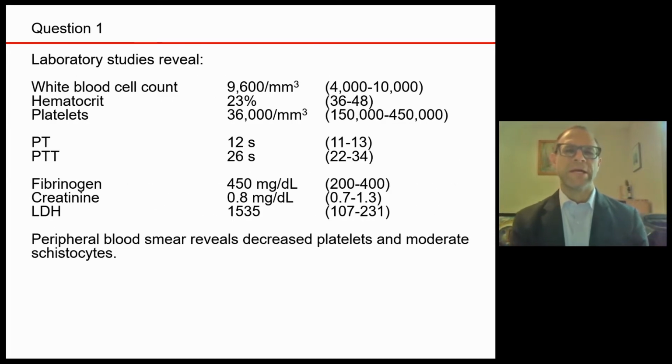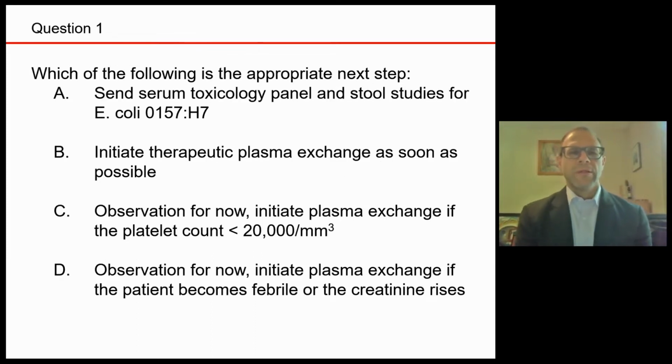Here are her lab studies, notable for significant anemia with a hematocrit of 23% and low platelets at 36. Her coags are normal, fibrinogen slightly elevated at 450. Her kidney function is normal, and the LDH is quite high at 1,535. The peripheral blood smear shows schistocytes. And the question is, which of the following is the appropriate next step?